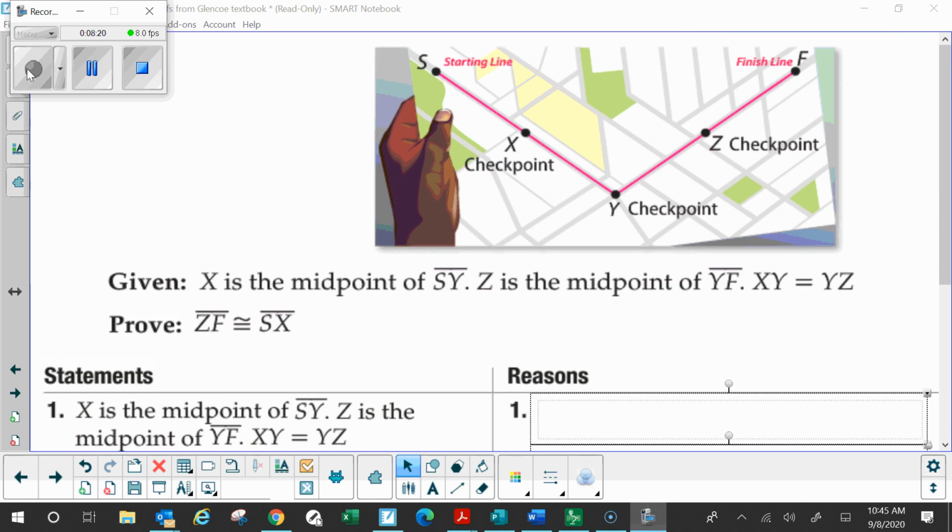Next example, it says given X is the midpoint of SY. X is here, and this is the segment SY, saying X is the midpoint of that left side. And then on the right side, we have Z is the midpoint of YF. So you know that XY equals YZ. This is what it's saying. I would go ahead and mark my picture. It's giving you XY equals YZ. Those two segments are congruent.